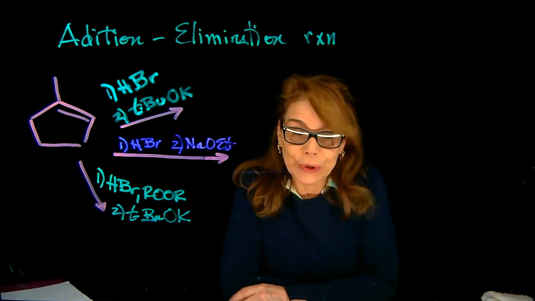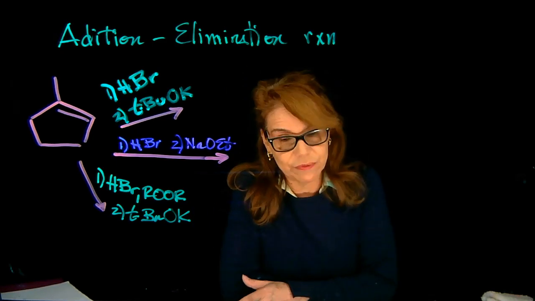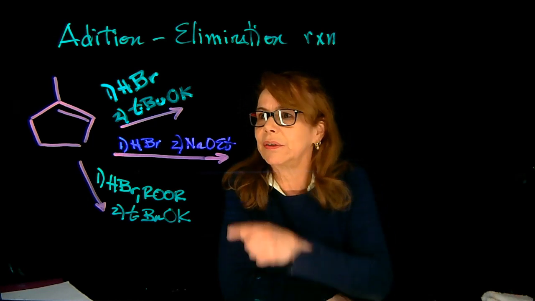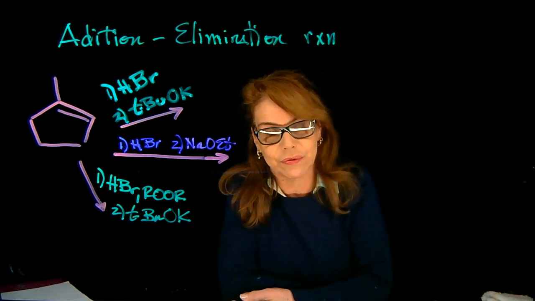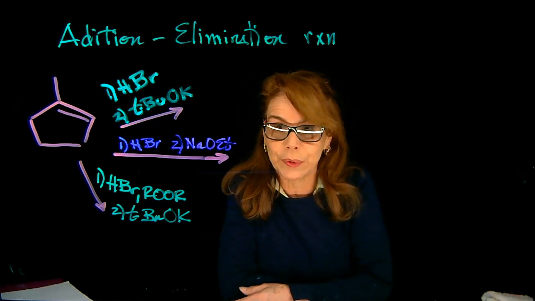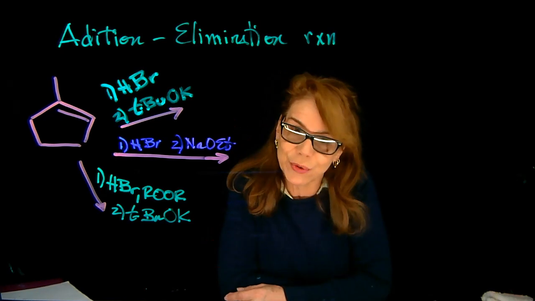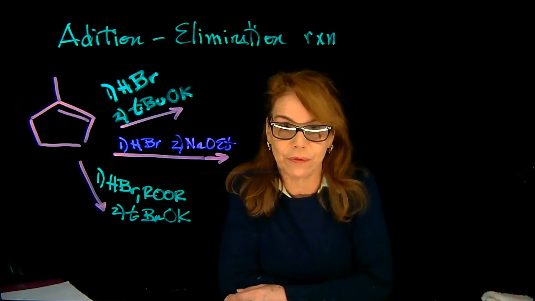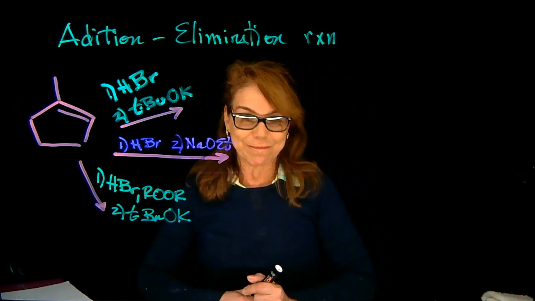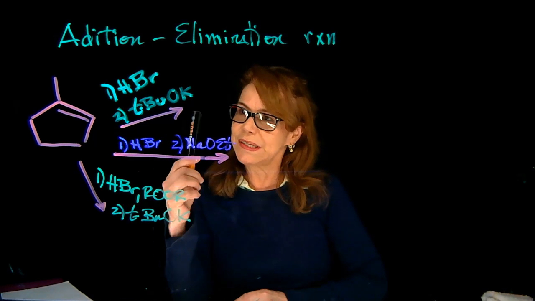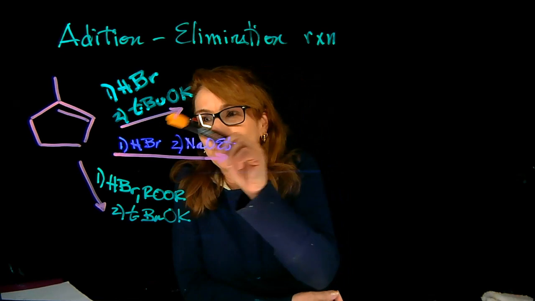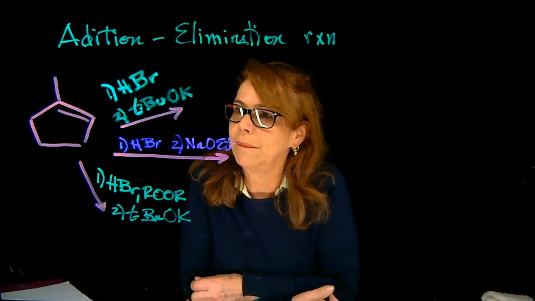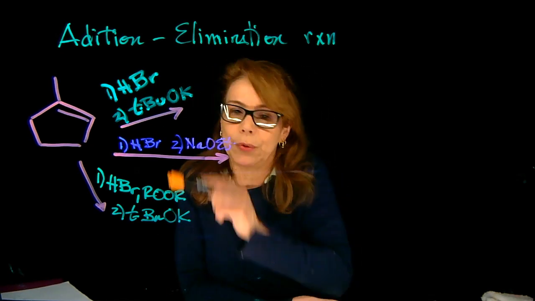In this problem, we're going to be working with addition reactions to alkenes. In particular, we're going to be doing hydrohalogenation and then an elimination reaction. We're being asked to predict the products of these three sequences, the three different reactions. So let's do that. The first reaction is a hydrohalogenation, followed by another step, treatment with potassium tert-butoxide.